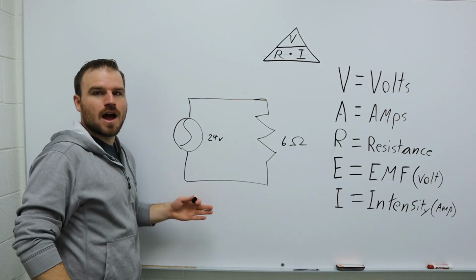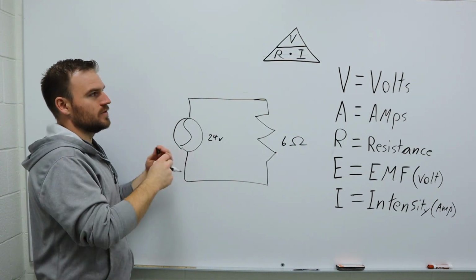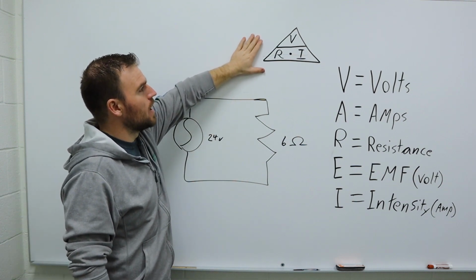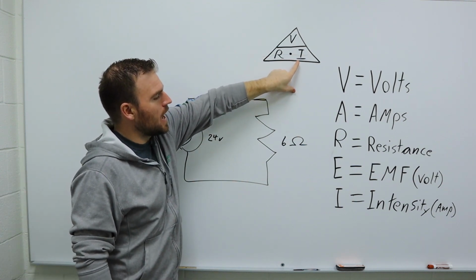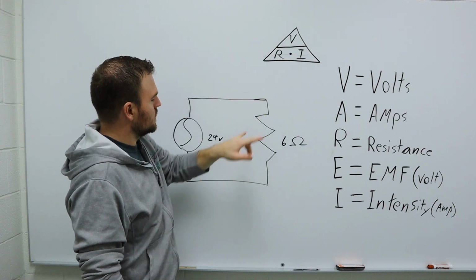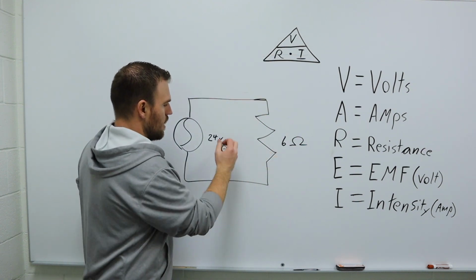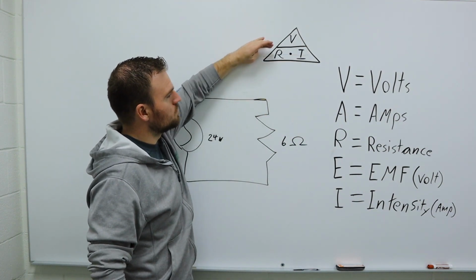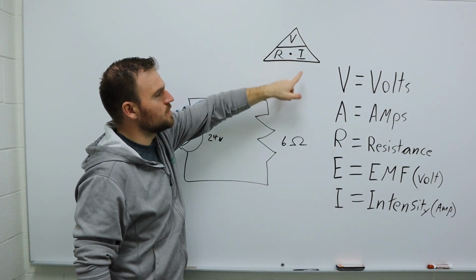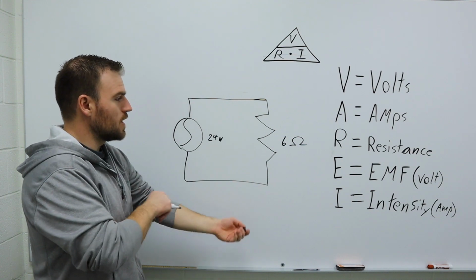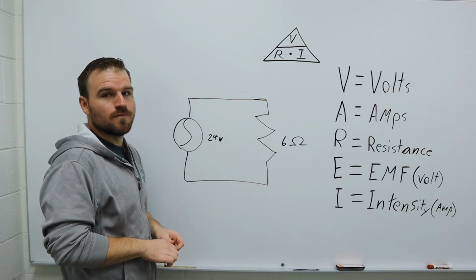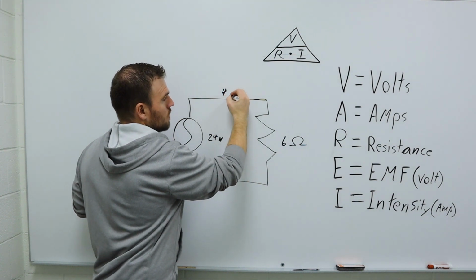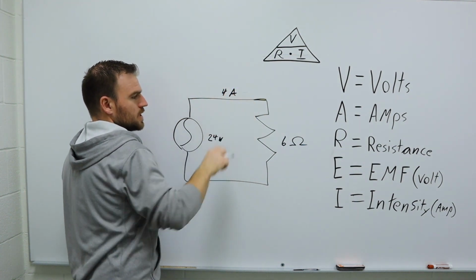So now I need to figure out how many amps are in this circuit. If I go up to my Ohm's Law triangle, I can see that I don't have my I. I immediately see that I have my V and I have my resistance. So I'm going to divide the voltage by the resistance, and that's going to give me my I. So 24 divided by 6 will equal 4. So I know that I have 4 amps moving through this particular circuit.